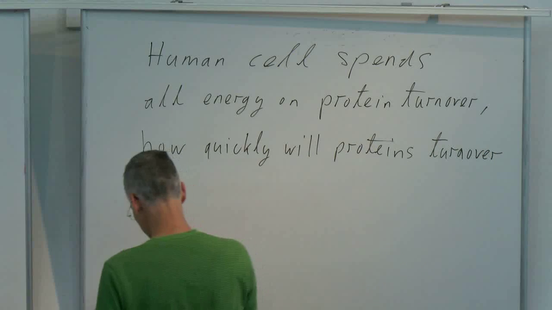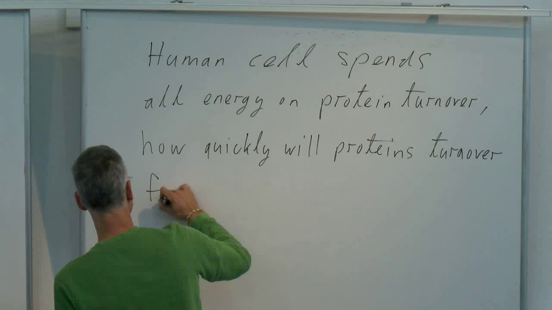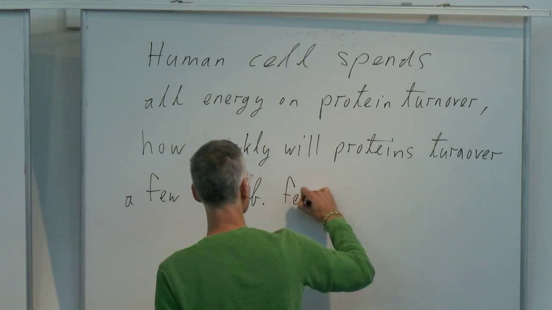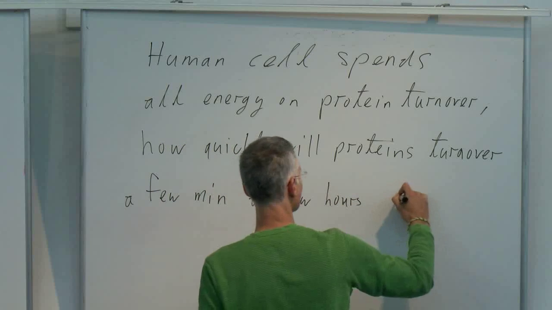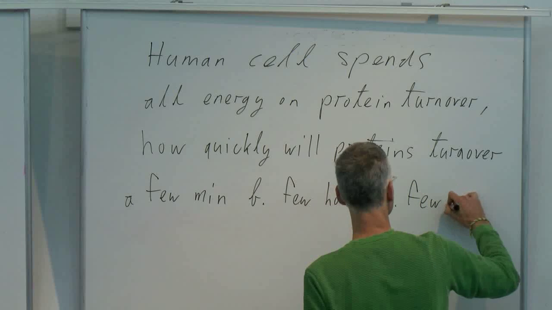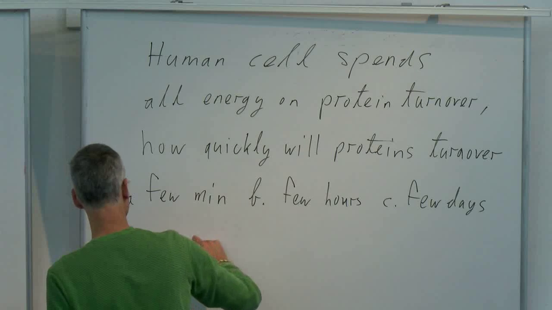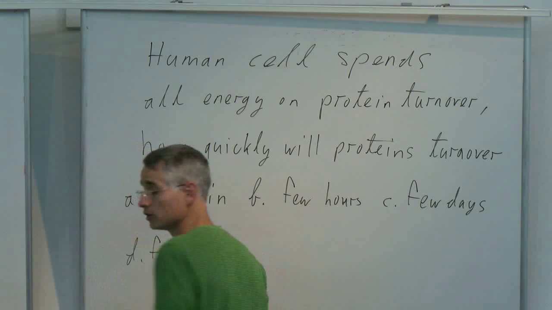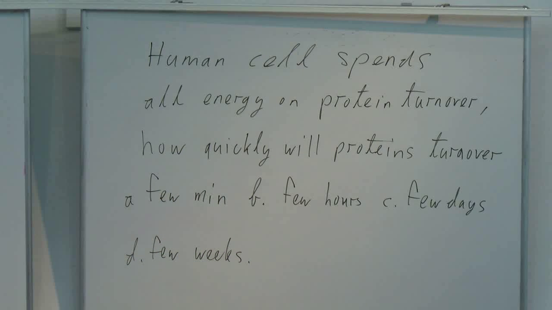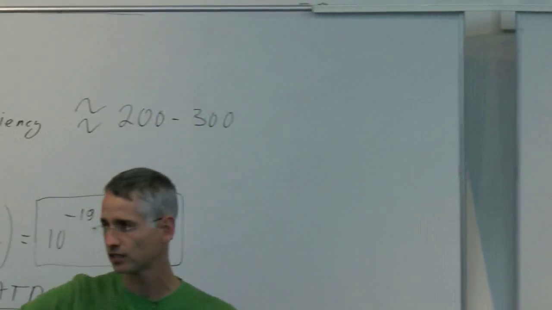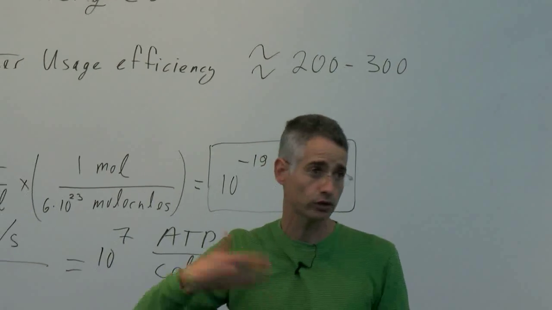But first of all, let me give you some options. Let's say it would be a few minutes, a few hours, a few days, or a few weeks. Okay, so here's the question. I know every mammalian cell of this size in a human has about a few millions ATPs to spend per second. Let's assume out of all these mechanisms that could happen, it decides to spend everything on synthesizing proteins and degrading them. Okay, like this is what happens.